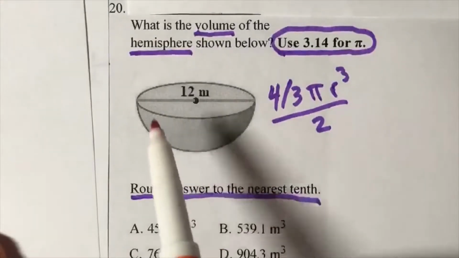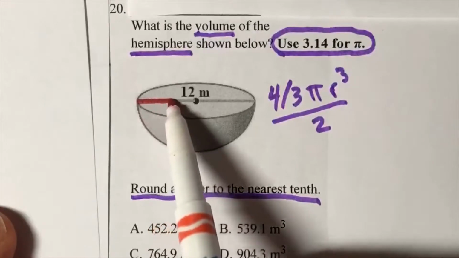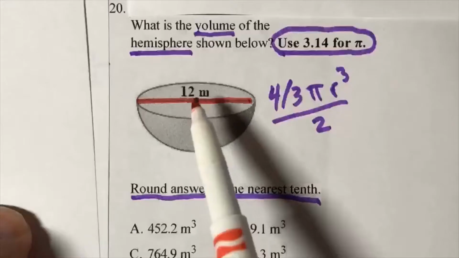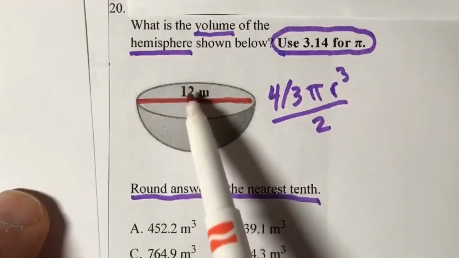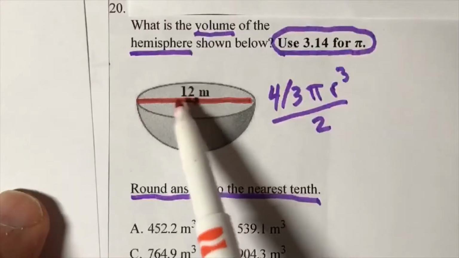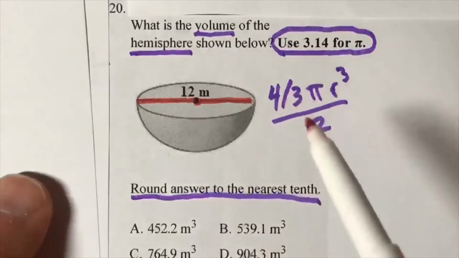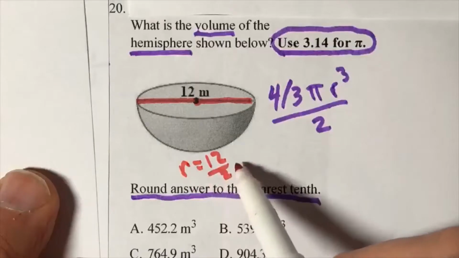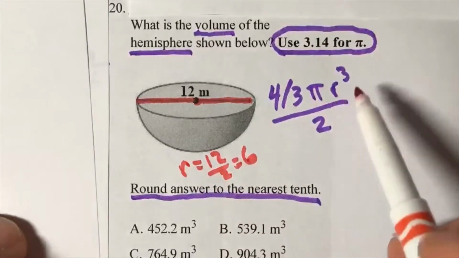Now I've got to replace the radius. Well, anytime that you see a line like this going through the center of the circle, that's your diameter, and the radius is half of that. Now we always put the number in the middle of the segments we're working with. So the diameter is 12. I have to divide that by 2 to get the radius, which is what's required for this formula.